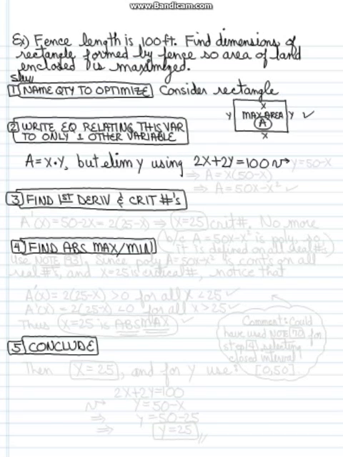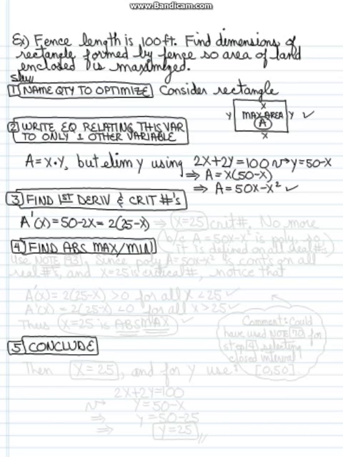Perimeter of the rectangle would be 2x plus 2y. It equals the 100-foot length of the fence. Solve for y, we get y equals 50 minus x. So replace y in the area function, A equals x times (50 minus x), and then distribute the multiplication by x. Here we have a polynomial, A equals 50x minus x squared.